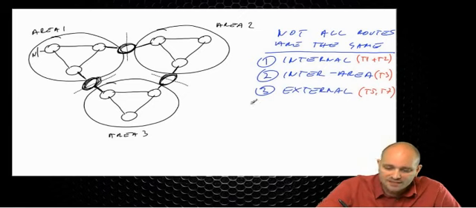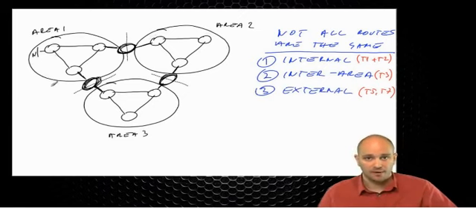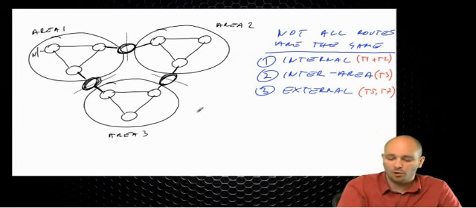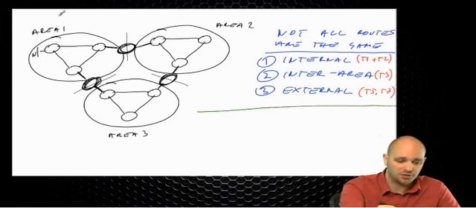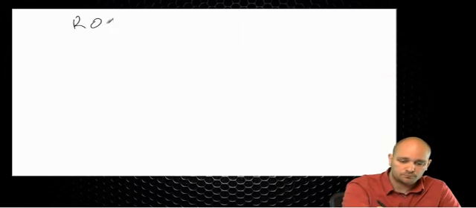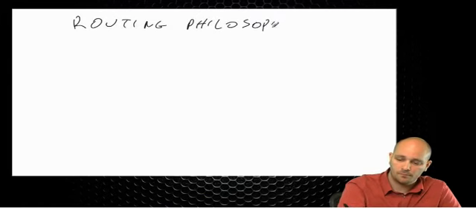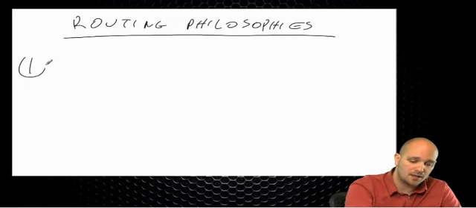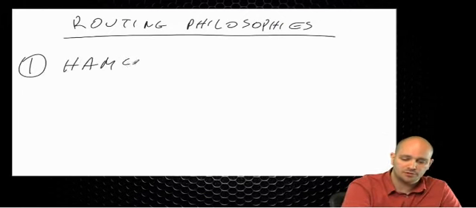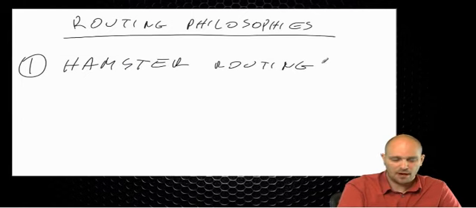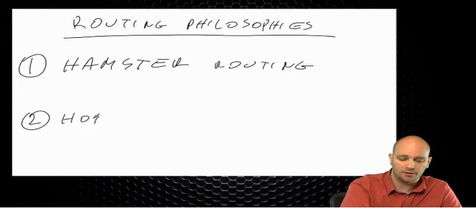Now, how does this help with the problem that we had before? Well, the way it helps is that OSPF implements one of 2 possible routing philosophies. So let me just create a new slide here, and there are 2 routing philosophies as yours truly is concerned. One is so-called hamster routing, and mind you, these are my names. And the other one is hot potato routing.